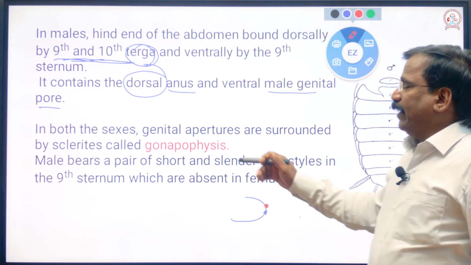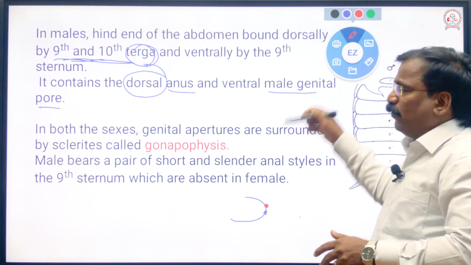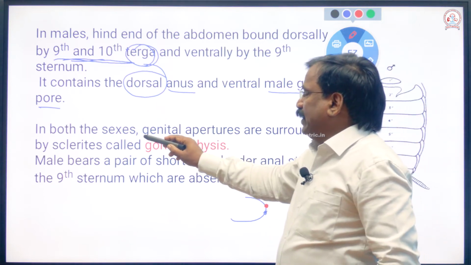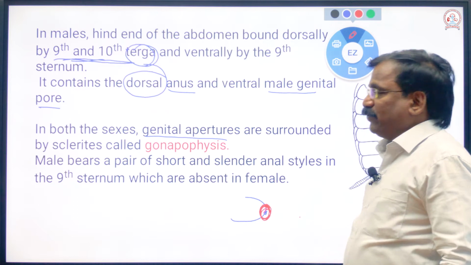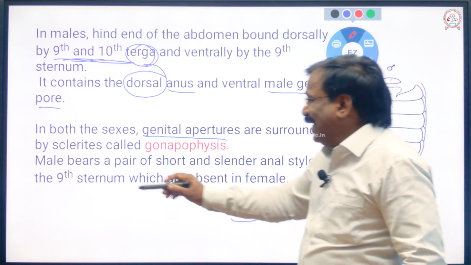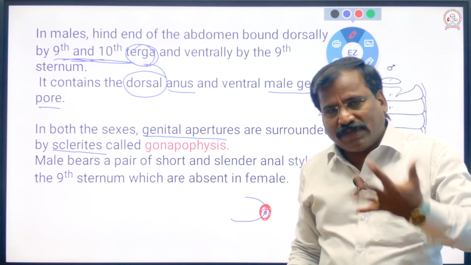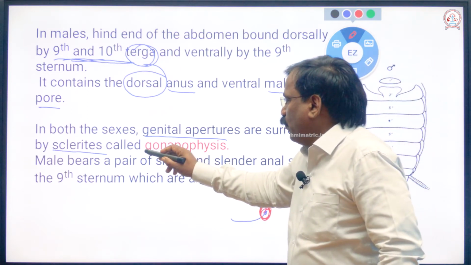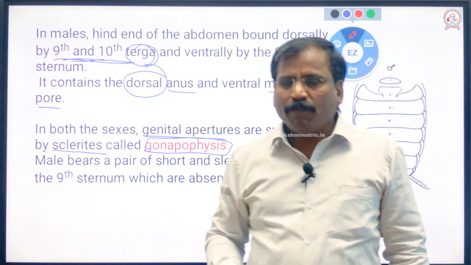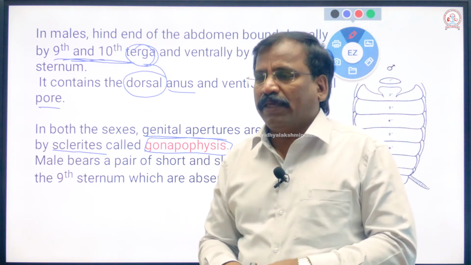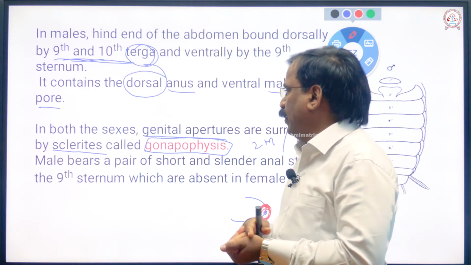Very important, in both male and female, the genital pore, the reproductive opening in the last segment, is surrounded by sclerites, the hard chitinous structures. That is called gonophysis. Very important: most frequently asked 2 mark or 1 mark question. What is gonophysis? The genital pore of the male and female, surrounded by sclerites, is called gonophysis.